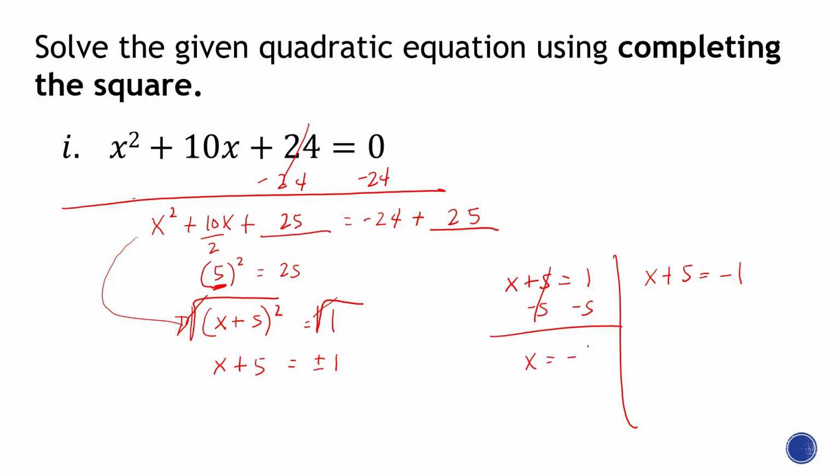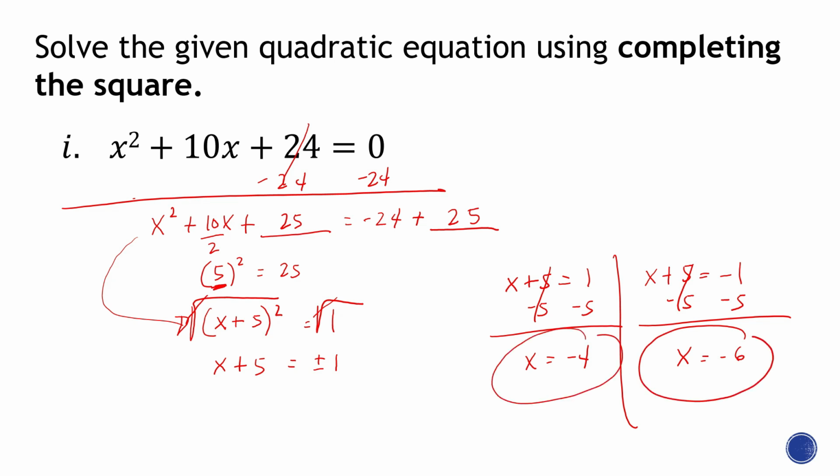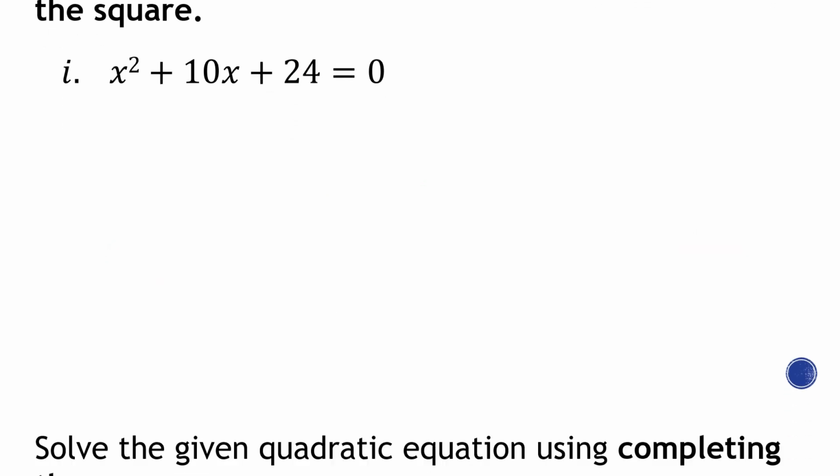This gives us negative 4. Here, subtract 5 on both sides. This is going to give us negative 6. So these are the roots or the answers to the problem. Alright, let me give you my last example.